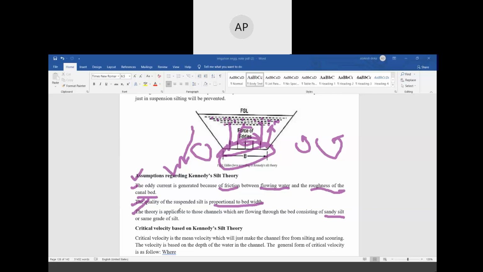So this theory is only applicable to those channels which have flow and which have suspended particle matter like sandy silt, only applicable in case of sand material. Okay.